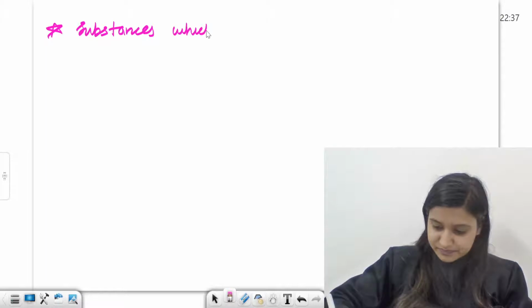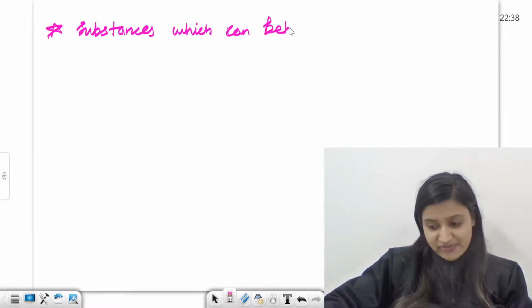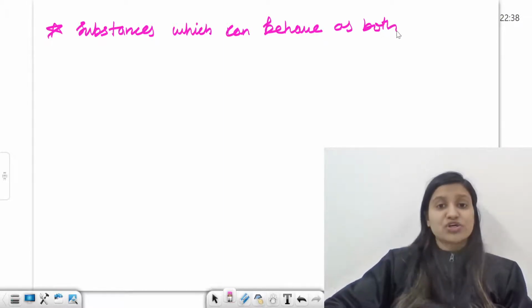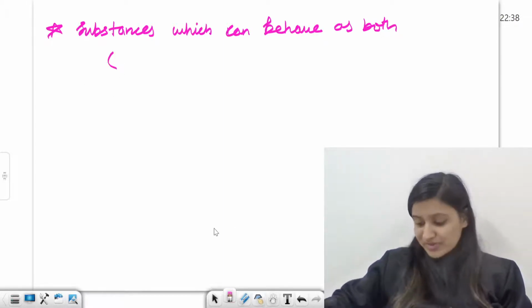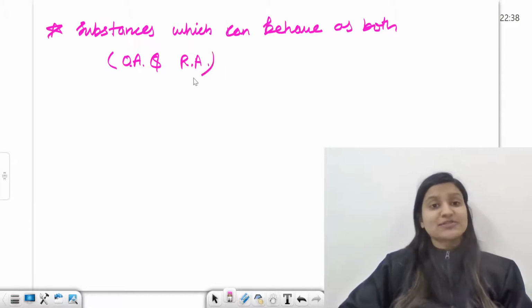Substances which can behave as both. You can say they can behave as oxidizing agent as well as reducing agent as well.